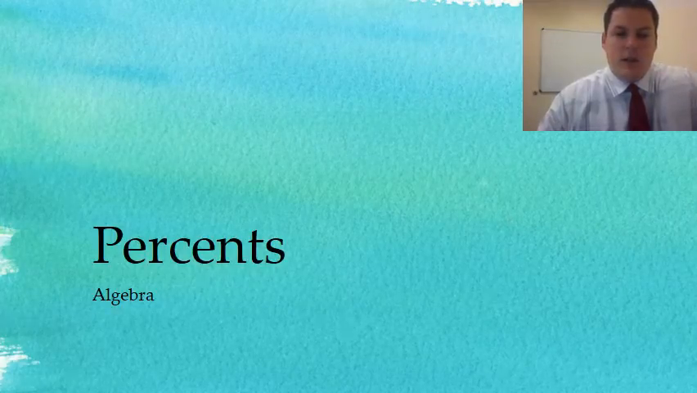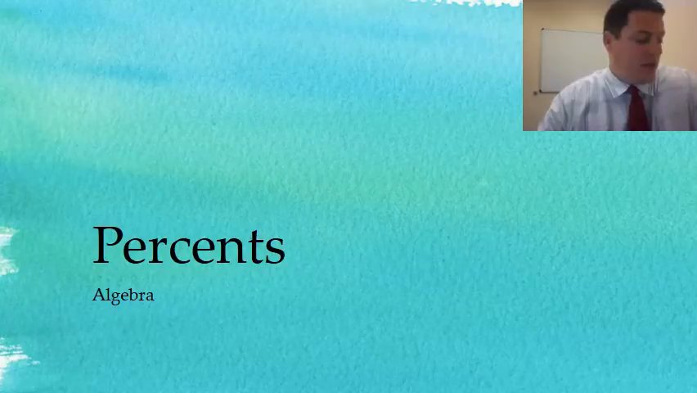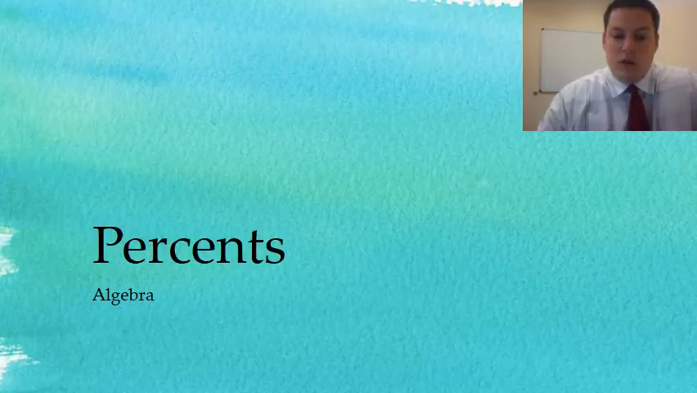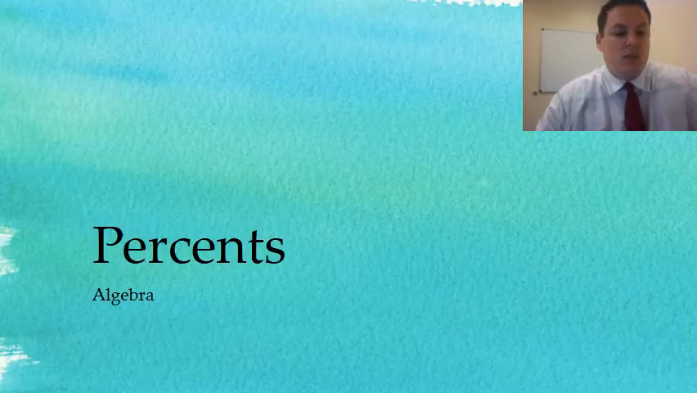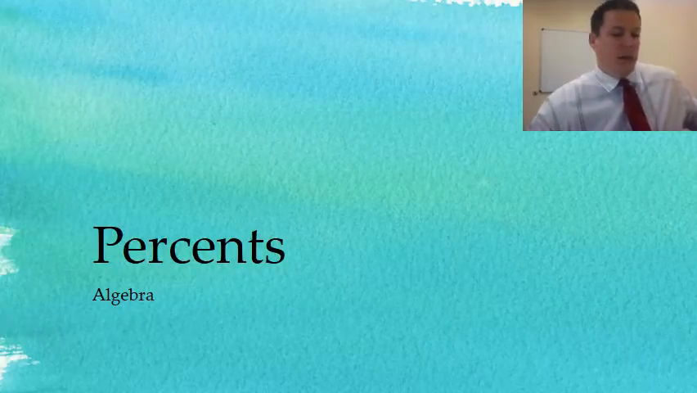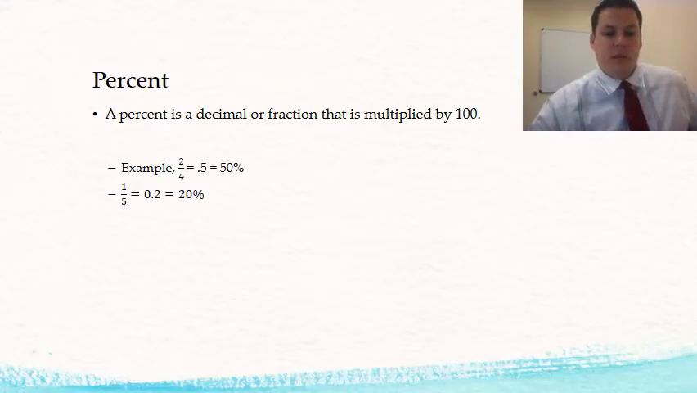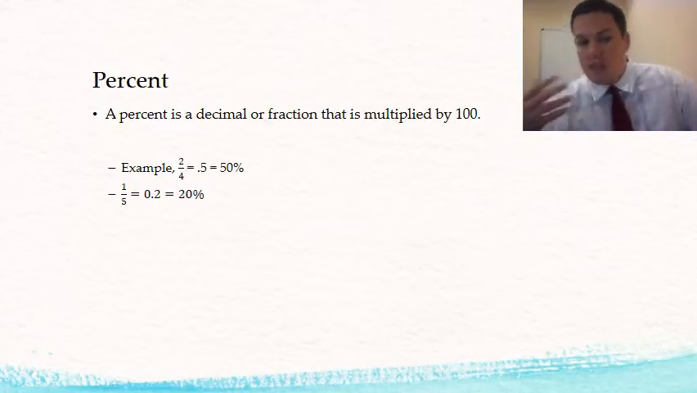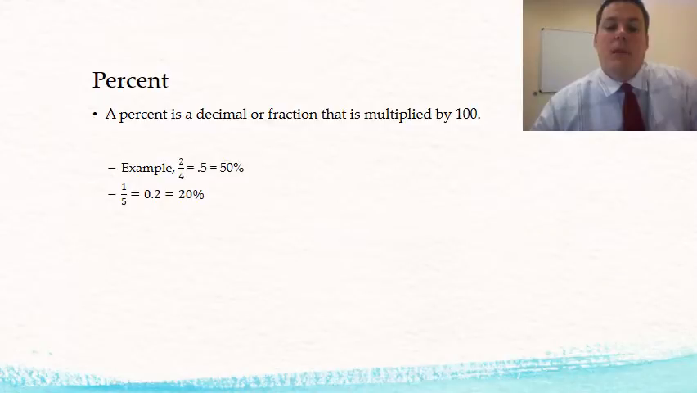So the last two sections of this chapter before we finish out the quarter are going to be involving percents and percentages. If you remember, a percent is something written over 100. It's usually a decimal. So let's take a look at what we are doing. Percent is a decimal or a fraction that is multiplied by 100.